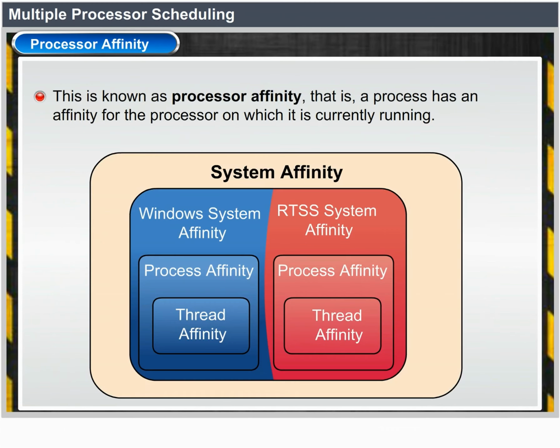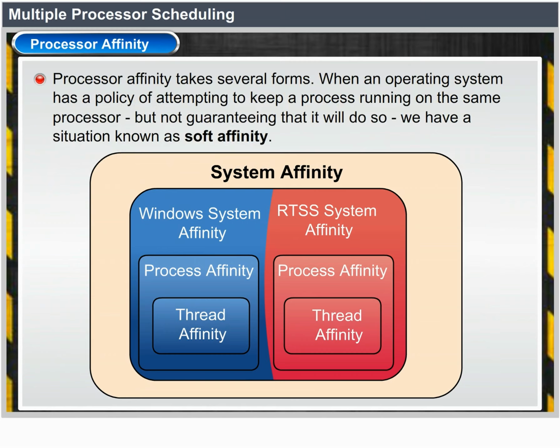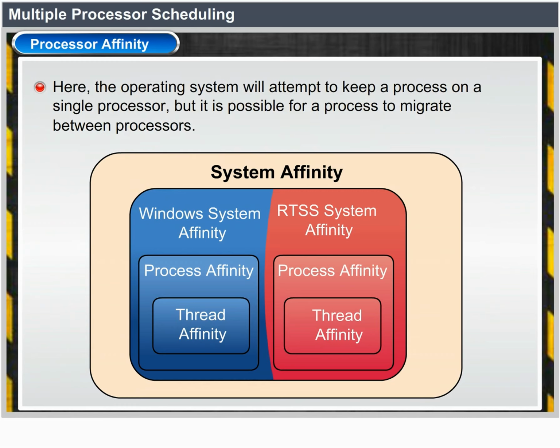This is known as processor affinity, that is, a process has an affinity for the processor on which it is currently running. Processor affinity takes several forms. When an operating system has a policy of attempting to keep a process running on the same processor, but not guaranteeing that it will do so, we have a situation known as soft affinity. Here, the operating system will attempt to keep a process on a single processor, but it is possible for a process to migrate between processors.